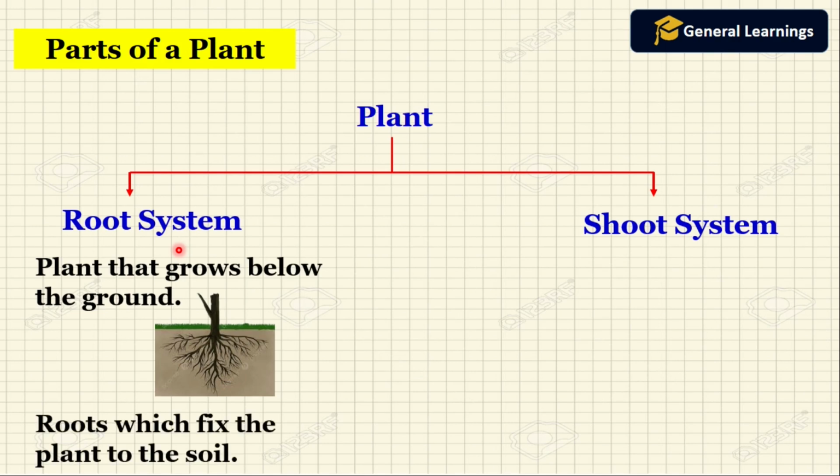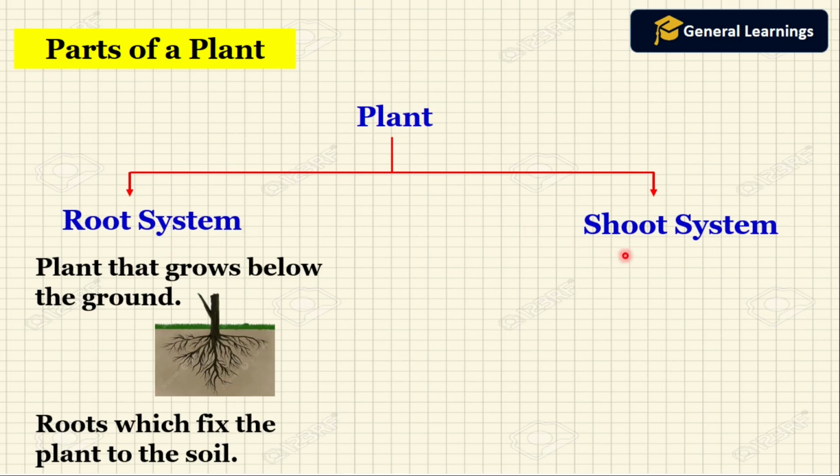The root system consists of roots which fix the plant to the soil. So using the roots, the plant is fixed into the soil. So root system means what? The part of the plant that grows below the ground.